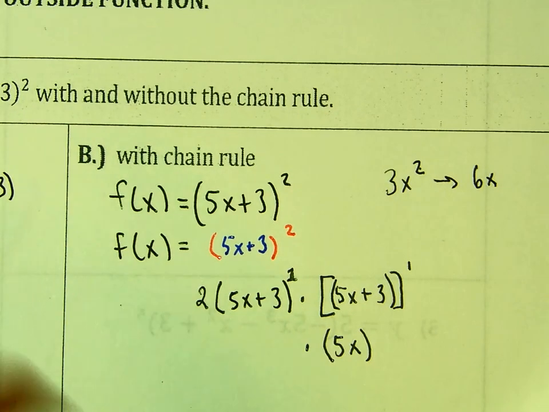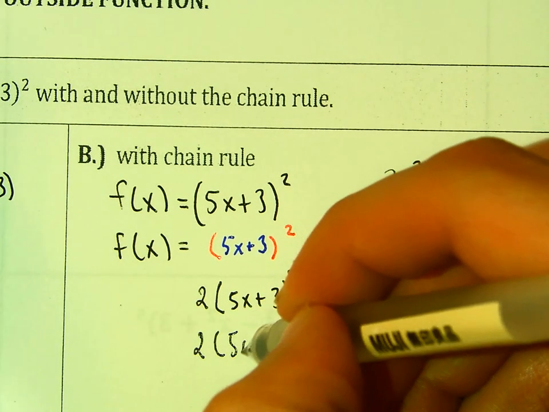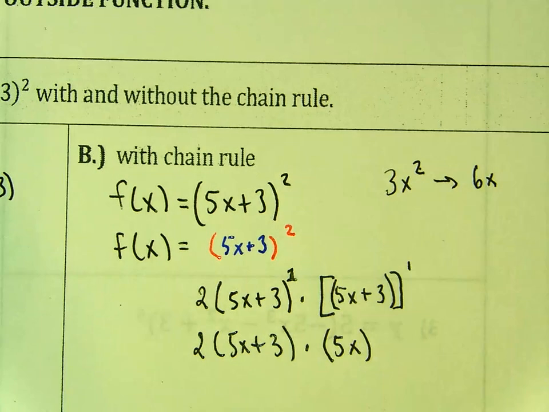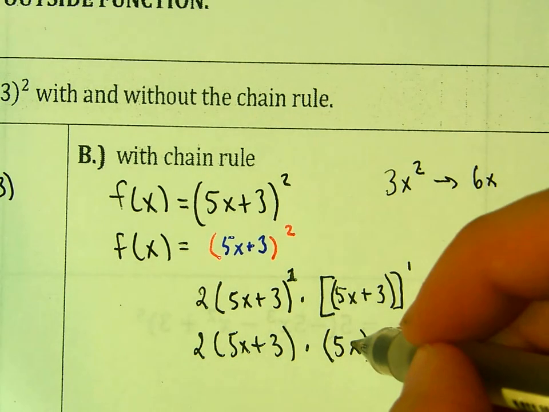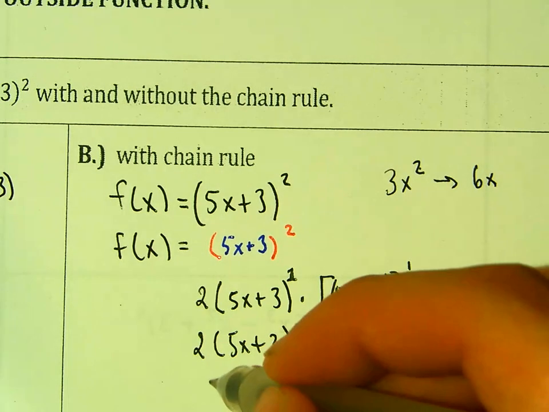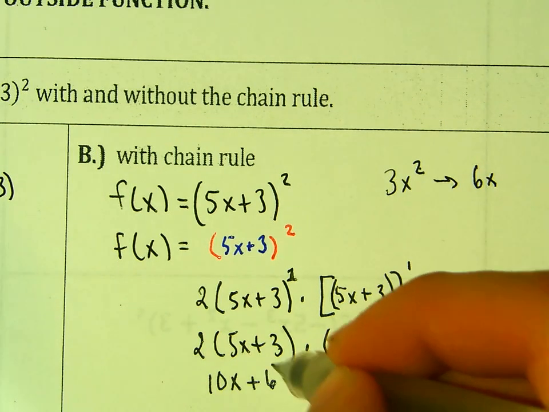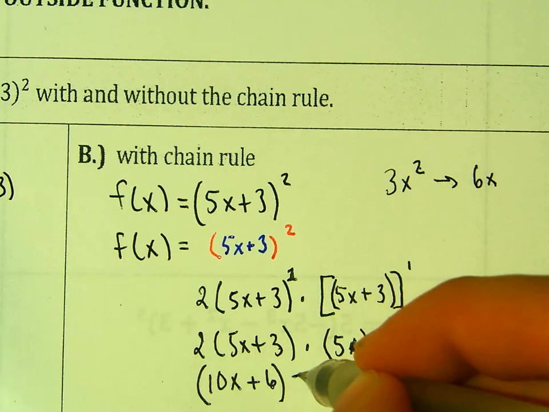But then what happens over here? This just becomes 2 times 5x plus 3. And, oh, I'm sorry, this should be a 5 here. So what's this? 2 times 5x is 10x. 2 times 3 is 6. And then we're going to multiply this whole thing by 5.